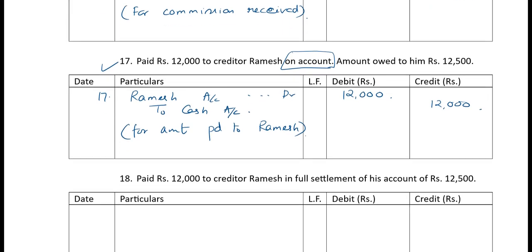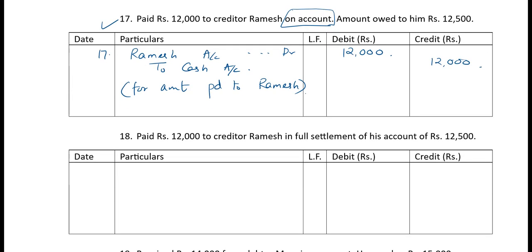Now the 18th transaction, paid 12,000 to creditor Ramesh in full settlement of his account of 12,500. It means for the debt of 12,500, the business is paying 12,000 and it will not pay any more. It is to settle the debt of 12,500. So here we have the net difference as rupees 500 discount received. So let's check the accounts involved.